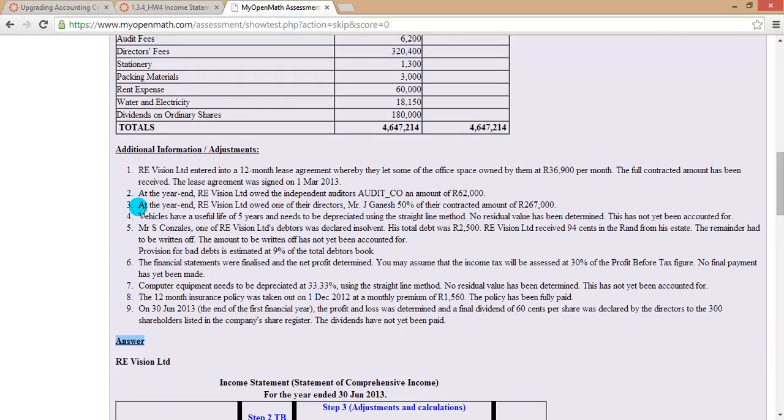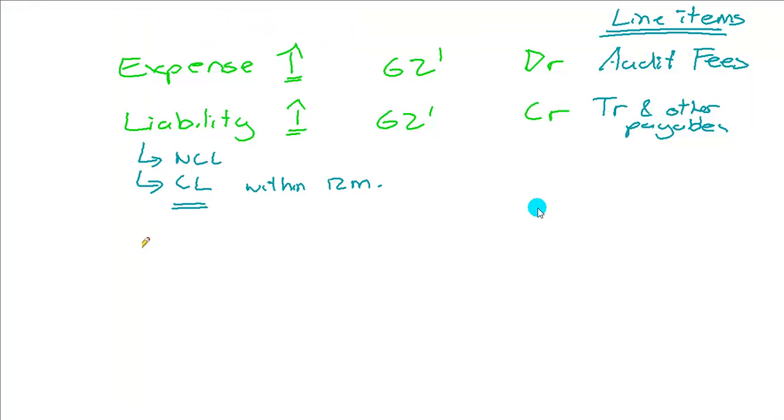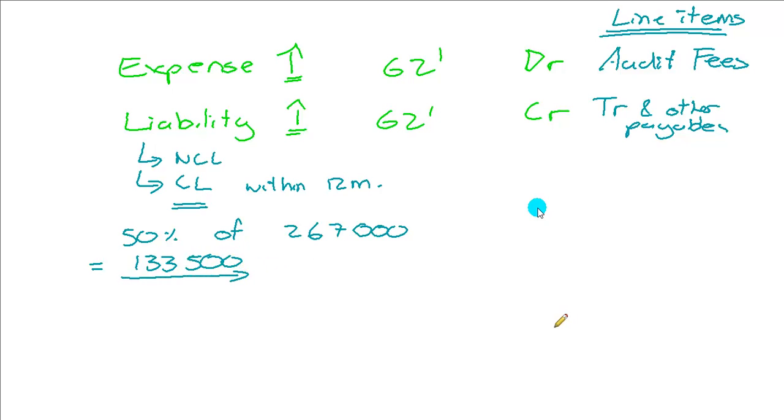Transaction number 3 is very similar. Revision Limited owed one of their directors, Mr. Jonathan, I'm just saying his name is Jonathan, 50% of their contracted amount of 267,000 Rand. So the first thing we're going to do here is to calculate the amount that we owe. So we owe 50% of 267,000 Rand. If you calculate that, you're going to get a figure of 133,500. Right, that is the amount that we owe.